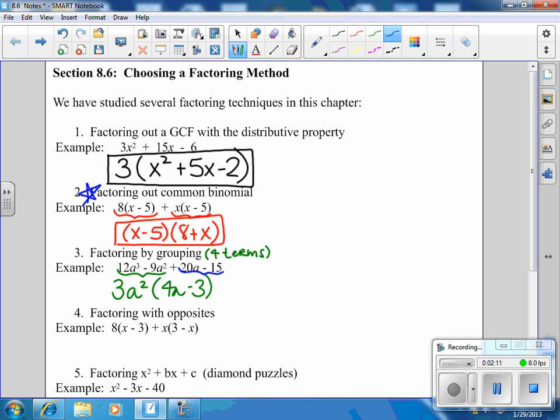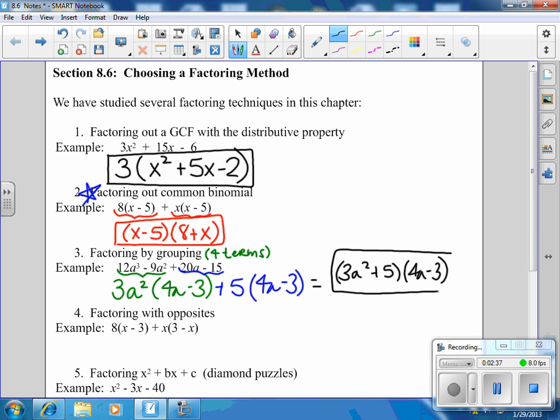So out of 20a and negative 15, they both have a 5 that I can take out. And if I divide 5 out of 20a, I'm left with 4a. And divide 5 out of negative 15, I'm left with negative 3. And then just like the number 2 before it, we can turn this into 3a squared plus 5 times 4a minus 3. So factor by grouping uses factoring out a binomial. You just have to get it so that they have a binomial in common.